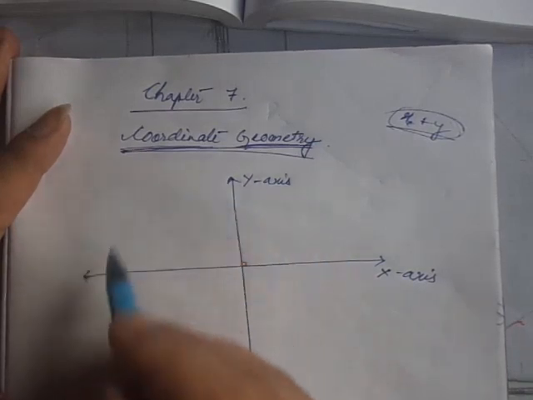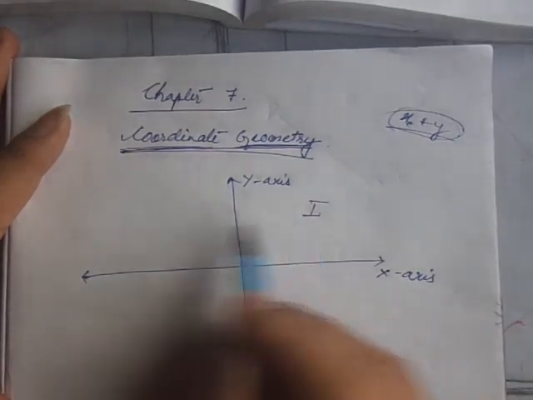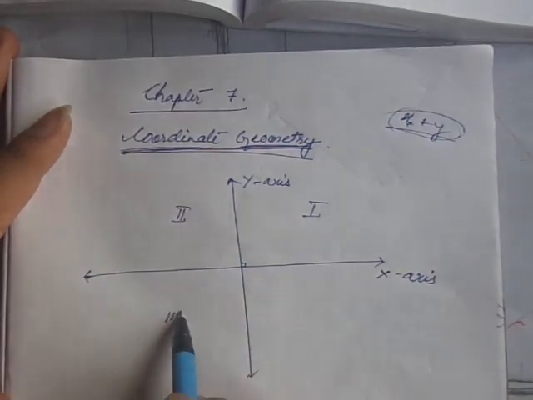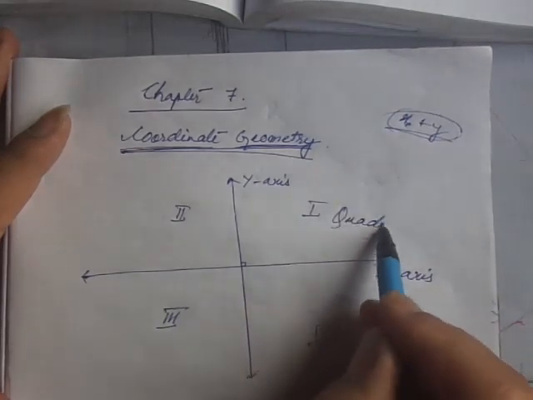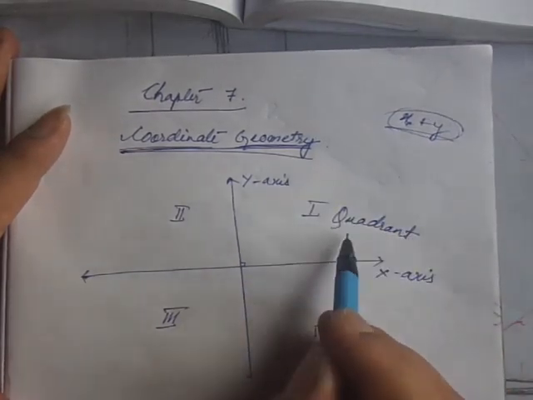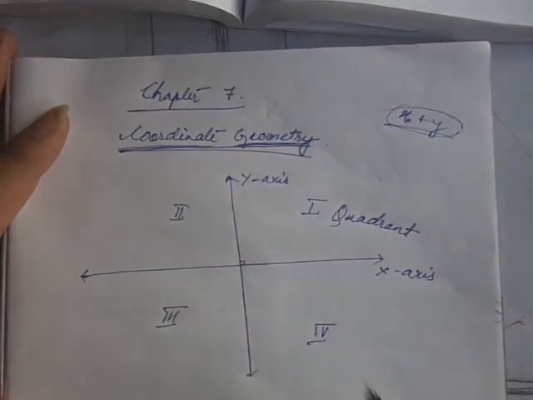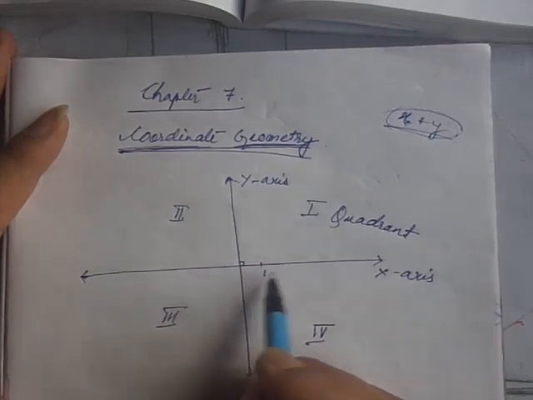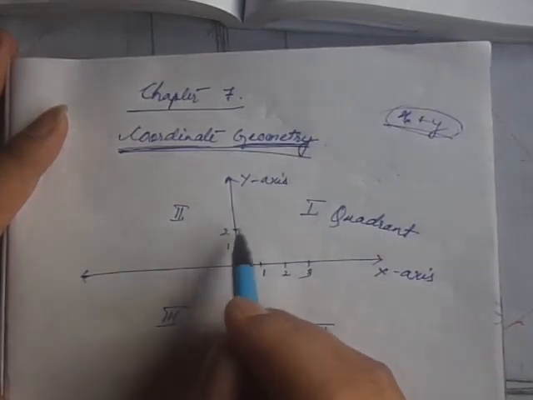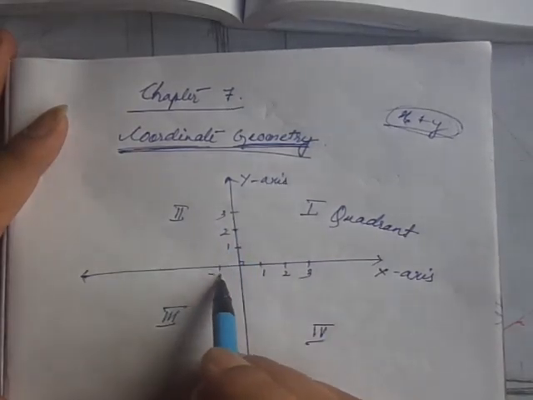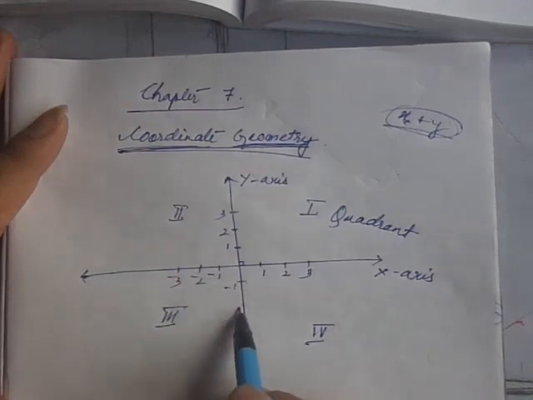And this plane is divided into 4 regions. So that is here 1, here 2, here 3, here 4. These regions we call quadrants. So we call first quadrant, second quadrant, third quadrant, fourth quadrant. It goes like this. So this side is positive, like 1, 2, 3. It goes this side also positive, 1, 2, 3. This side will be minus 1, minus 2. That is what we do in drawing a graph, okay?